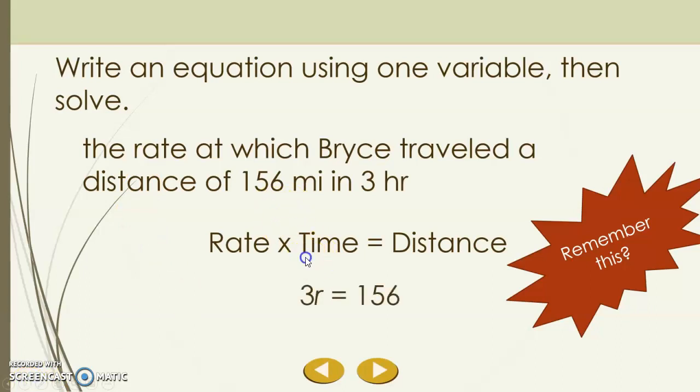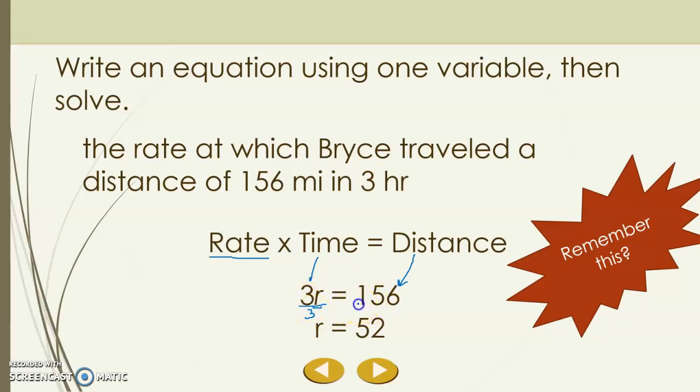We know his time is 3 hours, so we're going to plug that in right here. And we know his distance was 156 miles. What we're solving for is rate. And we're going to use the variable r just to help us remember that we're solving for rate. Well, to solve for that variable, that r, we have to undo what's been done to it. Right now we have 3 times r. The inverse operation of 3 times r is dividing by 3. Multiplying and dividing are inverse.